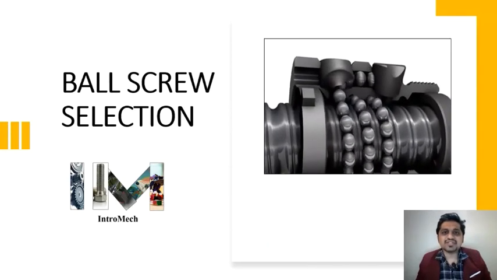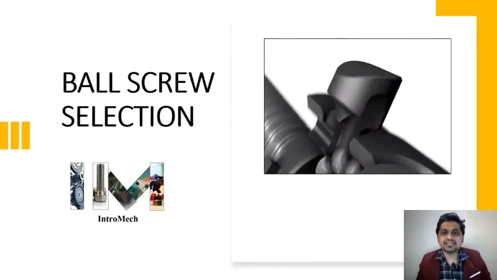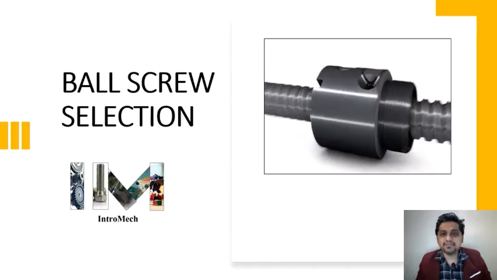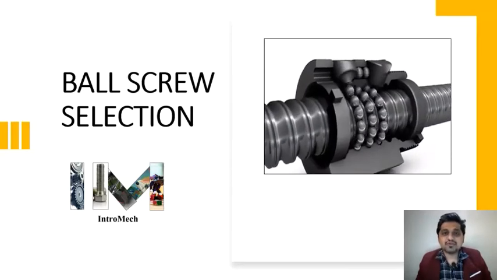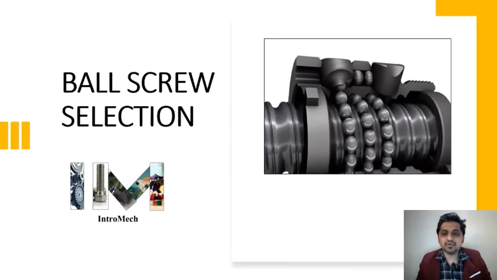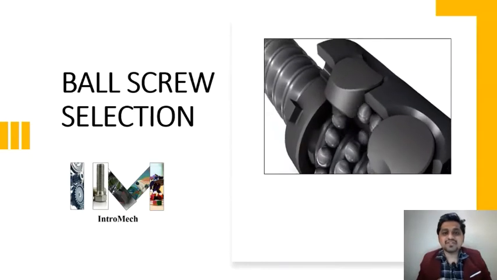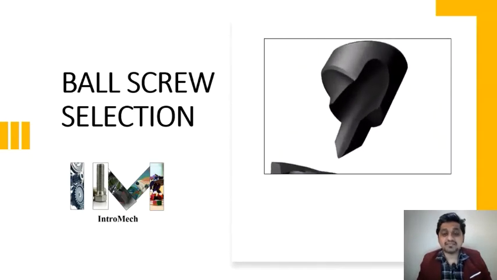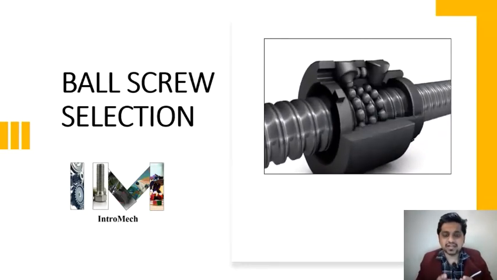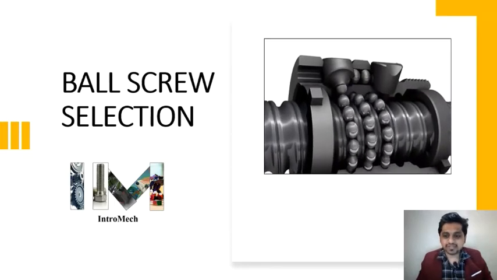In our previous session we saw how we can select a THK LM rail. Now in this session we will see how we can select a THK ball screw. The THK ball screw is widely used in industries because it contains balls, as you can see in the video. Because of that the friction is very low, and the power requirement for driving the system is reduced, which is why ball screws are widely used.